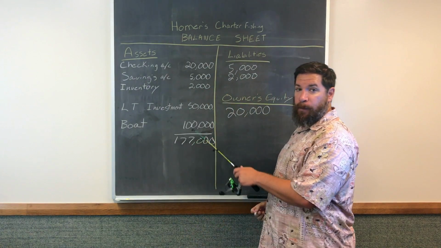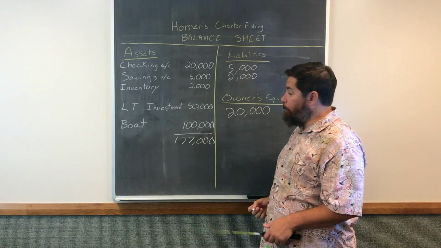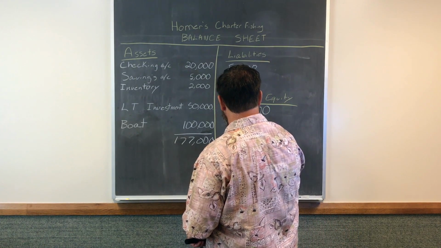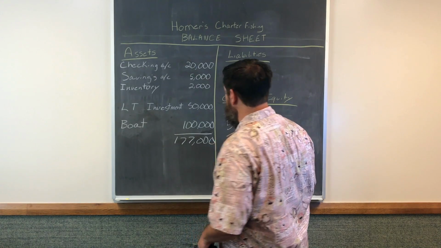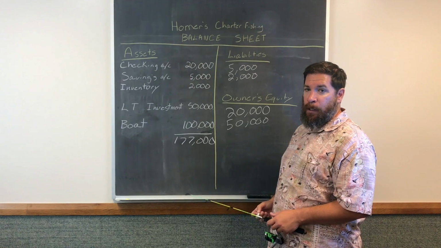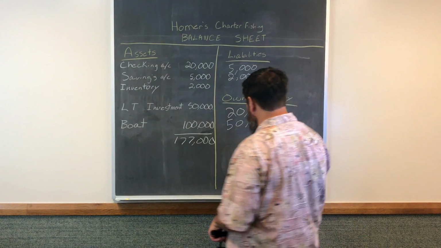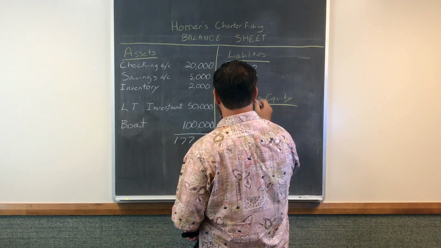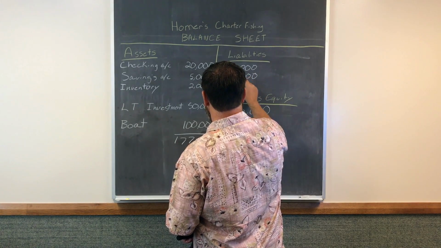Then we have this long-term investment. This is taken from operational funds, so that is owner's equity. And then lastly, we have our fixed asset, our boat, which is $100,000. When the company purchased it, the owners put in $30,000, so they own $30,000 of the boat. And then they borrowed the additional $70,000.